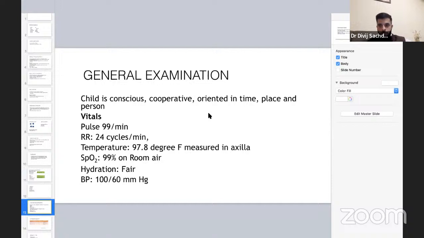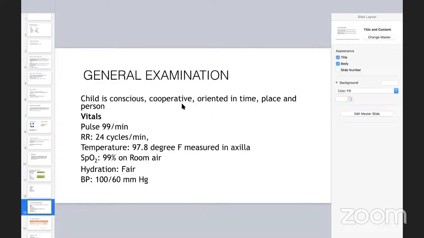I will now start with the general examination. The child is conscious, cooperative, oriented in time, place, and person. The vitals are within normal limits. The pulse is 99 beats per minute, irregular, normal in volume, with no radiofemoral delay and radio-radial synchrony. The respiratory rate was 24 cycles a minute. The temperature was 97.8 degrees Fahrenheit as measured in the axilla. The saturation was 99% on room air. The hydration was fair, and BP was 100 by 60 millimeters of mercury as measured in the upper arm.